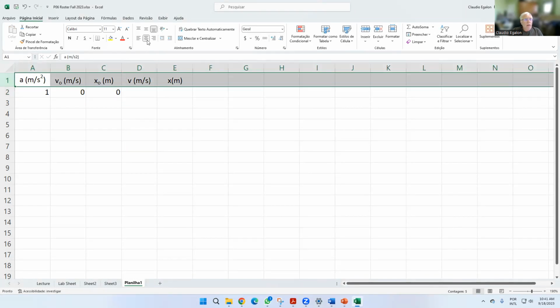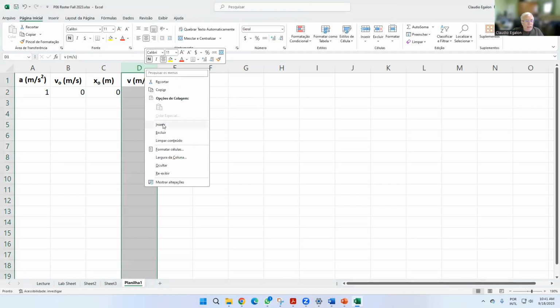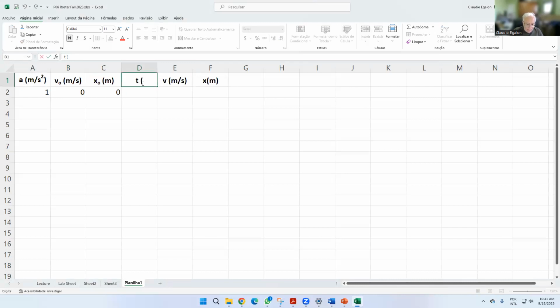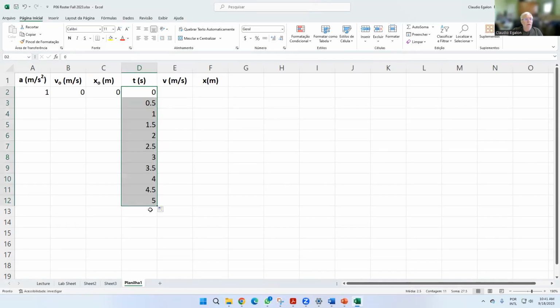Right in here, we go like that. And we go ahead and write down the equation, which is, oh, I need one more thing here before I do it. I need to put the t here, right? Don't forget t. I'm going to start with 0 seconds. I'm going to go by every half of a second until I get to 5.